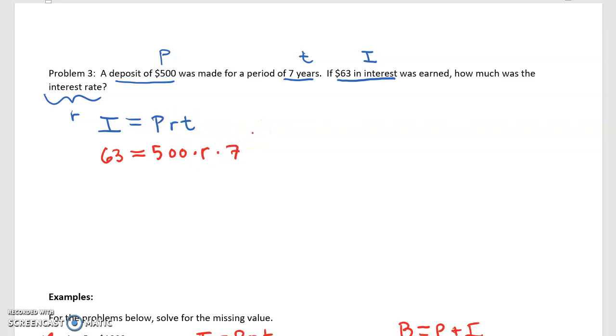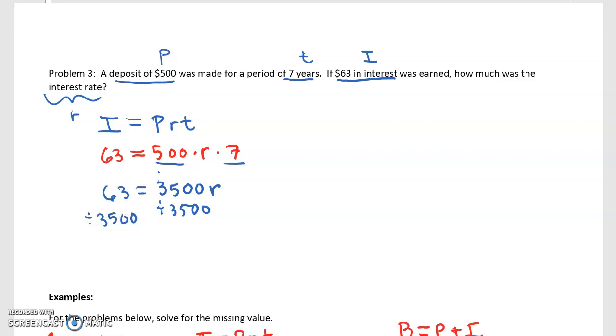So we are going to use our inverse operations to solve for R. But before we do that, remember, this is a giant multiplication problem. Multiplication is commutative, which means I can simplify this. I can do 500 times 7 and rewrite this as 3,500 times R. Again, how do I solve for R? I do an inverse. I divide both sides by 3,500.